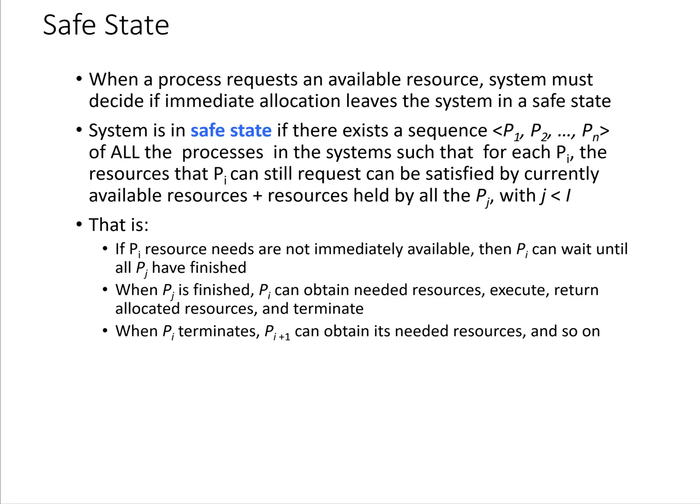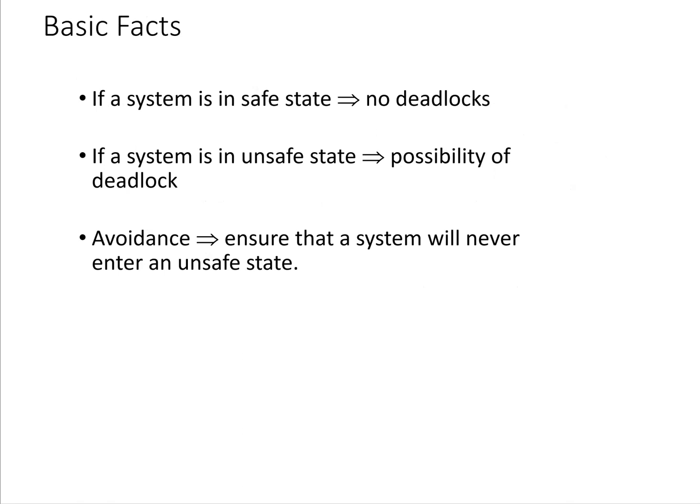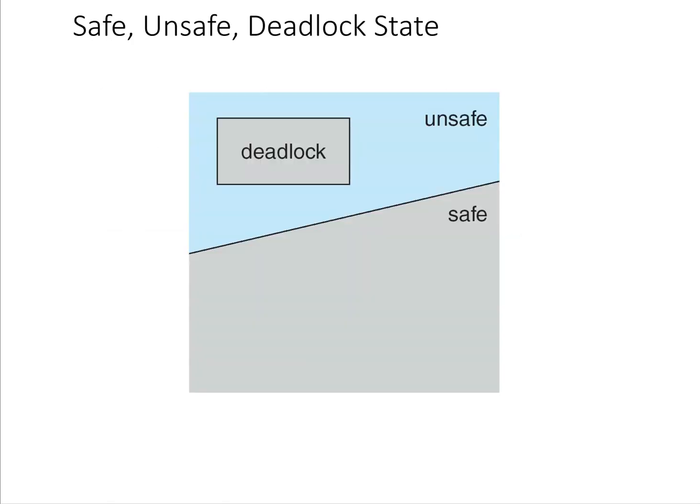If Pi's resource needs are not immediately available, then Pi can wait until all Pj have finished. When Pj is finished, Pi can obtain the resources, execute, and return the allocated resources. And then Pi+1 can do it, and so on. If a system is in a safe state, there are no deadlocks. If it's in an unsafe state, the possibility of deadlocks exists. Avoidance ensures that a system will never enter an unsafe state.